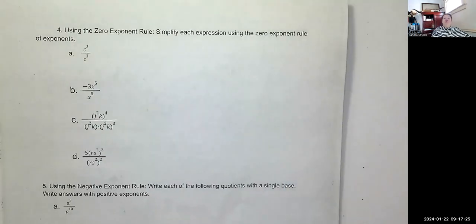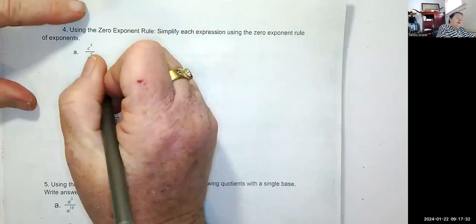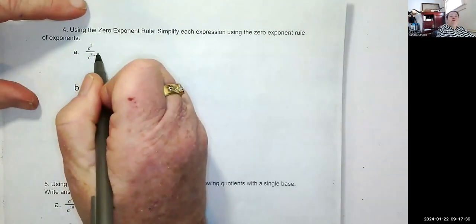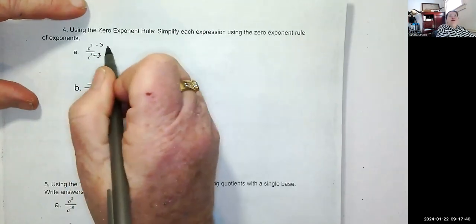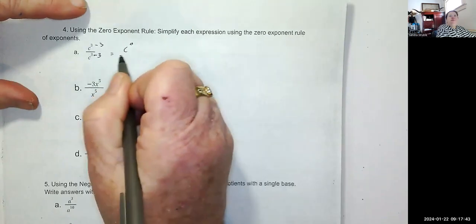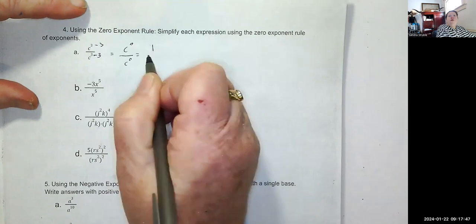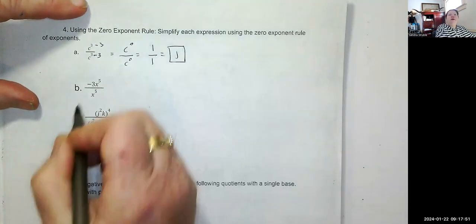Use the zero exponent rule. Simplify each expression using the zero exponent rule of exponents. Okay, so again, we're going to bring the c cubed up here, and that means we're subtracting 3 from both. So c to the 3 minus 3 is c to the 0 over c to the 0. See, anything to the 0 is 1. I don't care if it's a variable or a constant. So this answer is just 1.